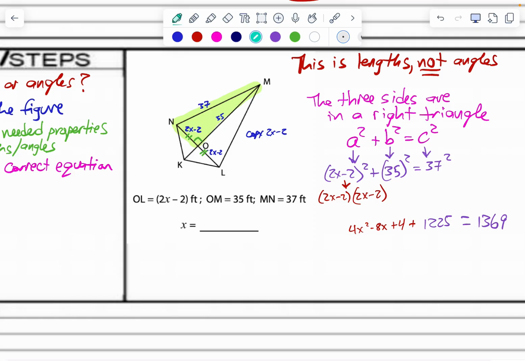Okay, here's how that's going to work. We're going to distribute the 2x, and we'll get 4x squared minus 4x. And then we'll distribute the negative 2 as well, and we'll get negative 4x and plus 4. Okay, and then we combine the middle two terms to get negative 8x.